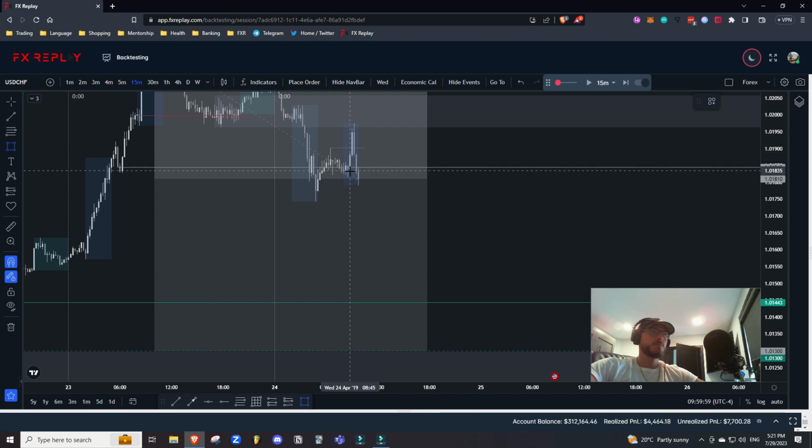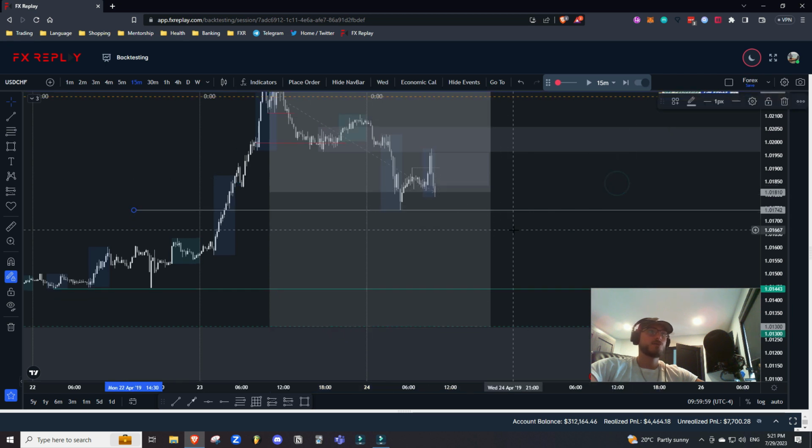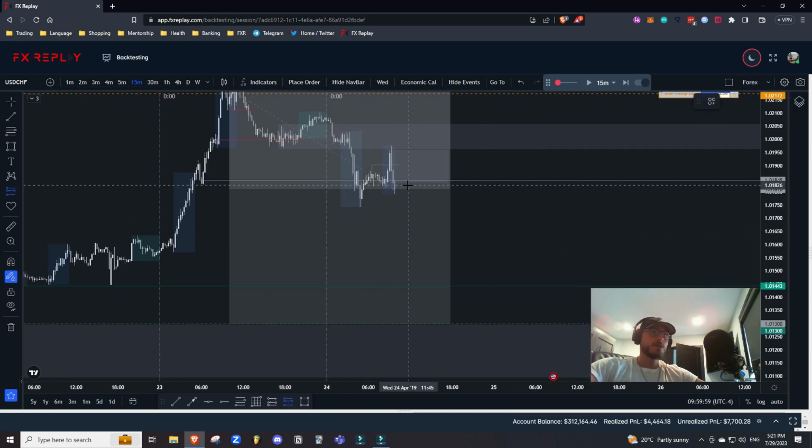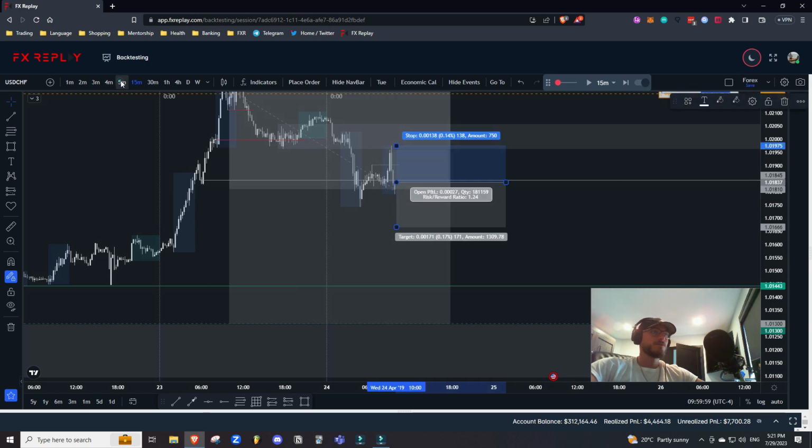We just got a sweep. Purge on liquidity like so. In a bearish environment, I'm looking for more downside, guys. So what I'm going to do is I'm actually going to set up another order right here. Let's look at the 5-minute.